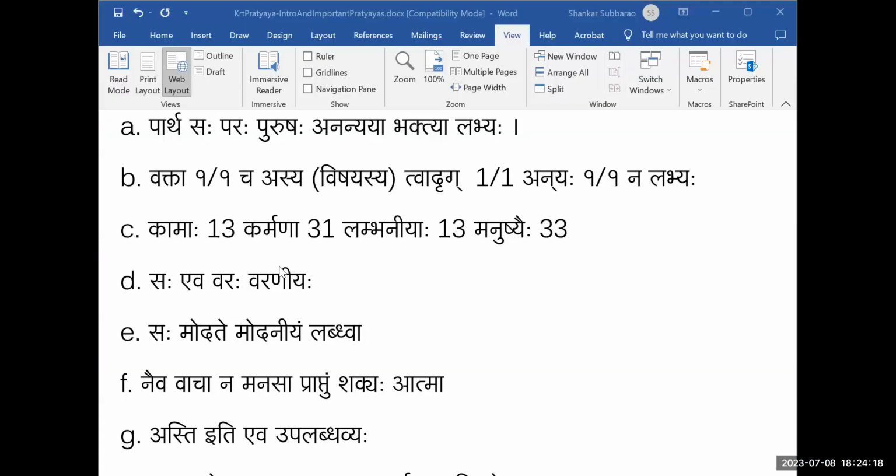All right. Simple one next. Who is taking it up? Saha eva varaha varaniyaha. Come on. All of you are good enough. I'll help you if you have trouble. If you don't volunteer, I'll have to find somebody. Yes, Malti.